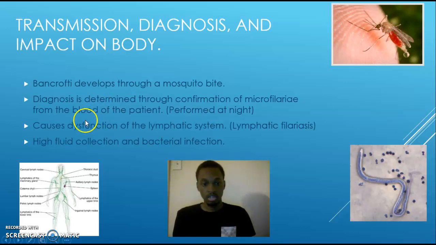Now, what this pathogen does is it causes dysfunction of the lymphatic system, this system right here. And the system's main function is to get rid of fluid waste from the body. But what this pathogen does instead is the exact opposite. It actually collects it, and this is known as lymphatic filariasis, which is the high fluid collection. It collects high fluids, and it causes bacterial infection.